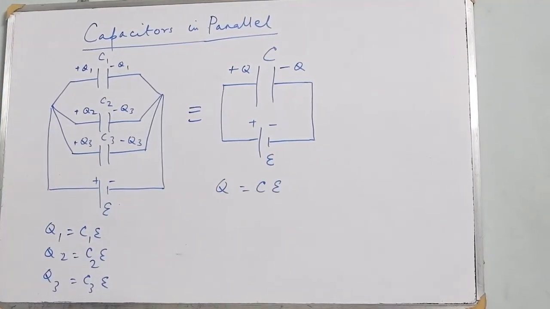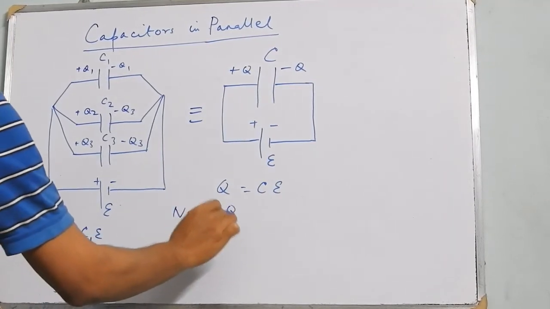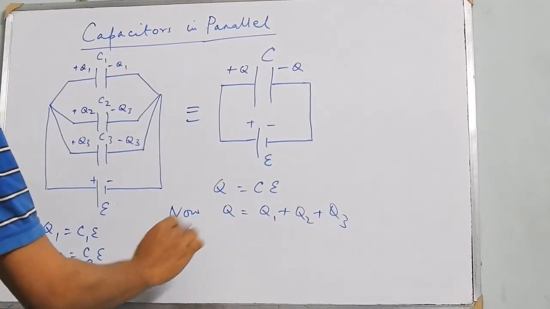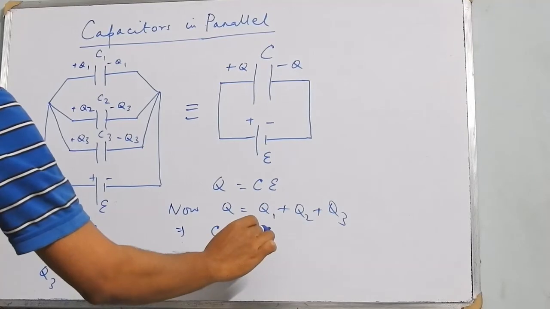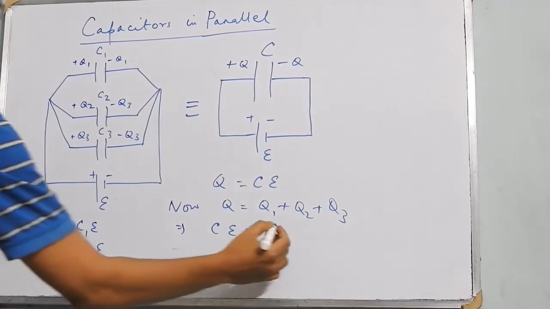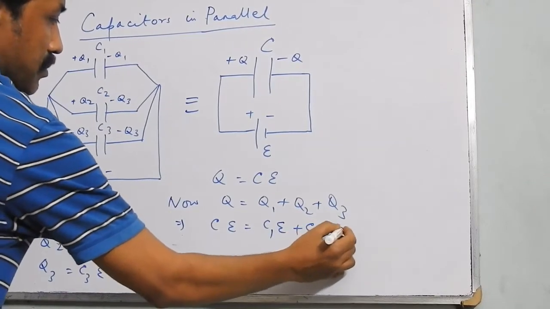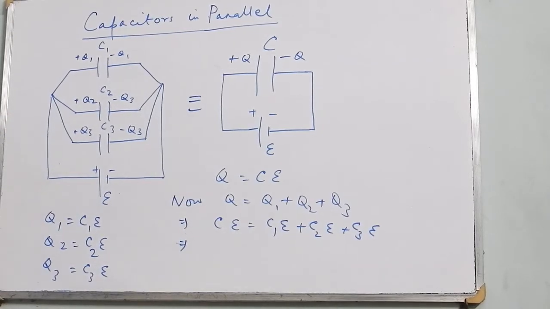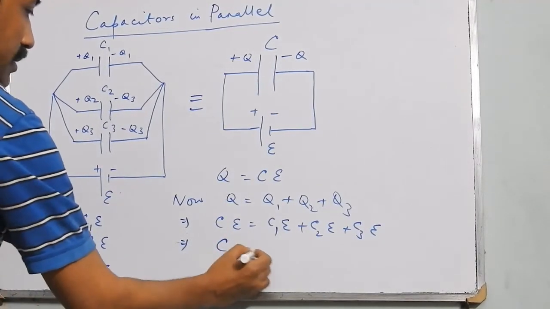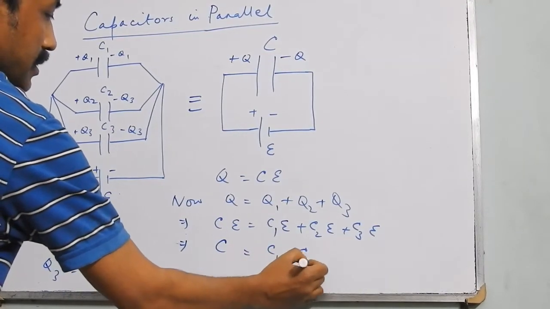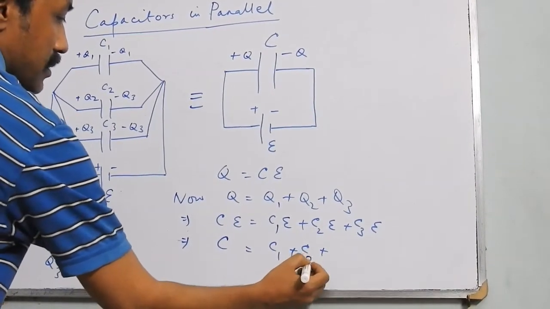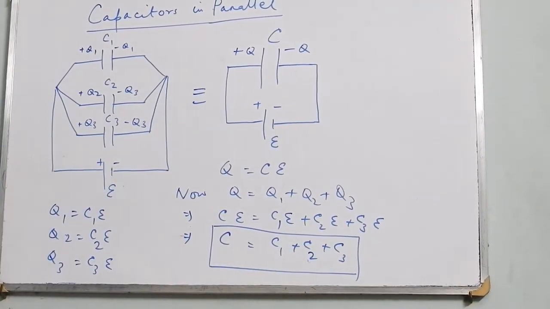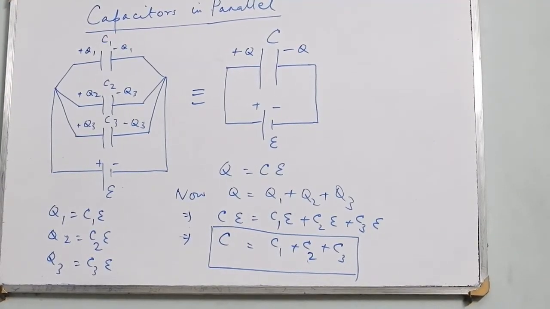Because charge is conserved, Q is actually Q1 plus Q2 plus Q3. So CE is equal to C1E plus C2E plus C3E. Taking E common from the right hand side, we cancel out E from both sides, and we get C equal to C1 plus C2 plus C3. So this will be the equivalent capacitance of three capacitors in parallel.